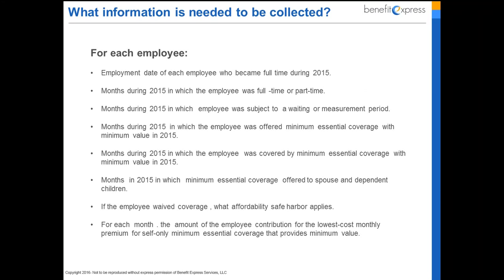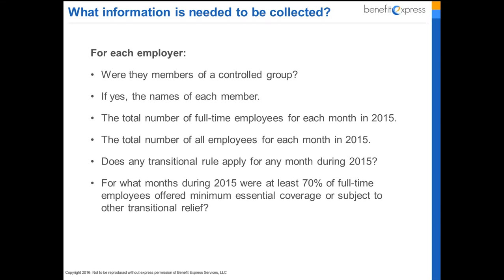Now this is all the information you have to collect for each employee for 2015. The employment date, months they were full-time or part-time, months in 2015 in which they were subject to a waiting or measurement period, months in 2015 where you offer them coverage, months in 2015 which the employee was covered by minimal essential coverage, months in 2015 which coverage was offered to spouse and dependents, if the employee waived coverage, the affordability safe harbor, and for each month the amount of the employee contribution for the lowest cost option. For employer information, were you a member of a control group, names of each member, the total number of full-time employees for each month, total number of all employees. Does any transitional relief apply to most employers? Yes, that's the case. And then did you cover at least 70% of your employees?